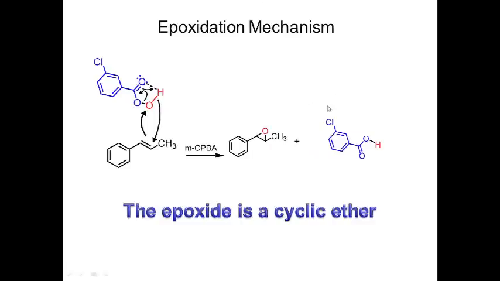So let's look at what we get as a result of that. I get metachlorobenzoic acid, which is here, and I also get my epoxide. Notice the red oxygen here is the oxygen that got transferred to the double bond to make the epoxide. And again, the epoxide is just a cyclic ether. It's a three-member ring with oxygen singly bonded to two carbons.